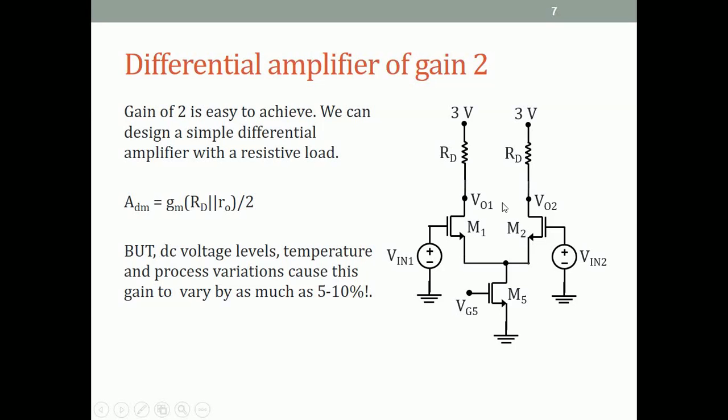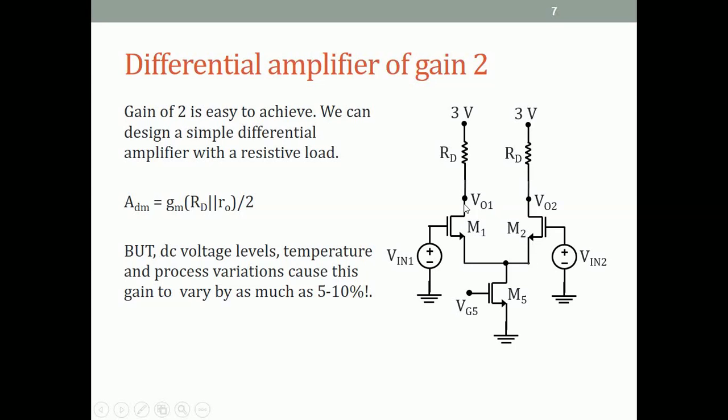So we build this circuit, and we know that the gain of this circuit is Gm (Rd parallel Ro) divided by 2. And then we design the values of Gm and Rd and Ro to make sure that this is equal to 2. Just the design of this is trivial. I think you can do it in 10 minutes if you sit down and do it, if you are given all the VTs and the mu and Cox and all that. But here is the problem.